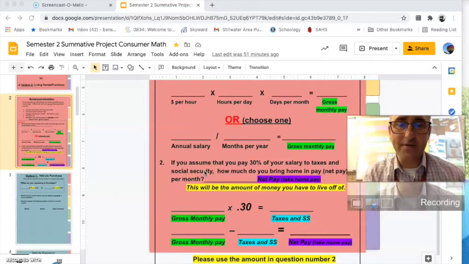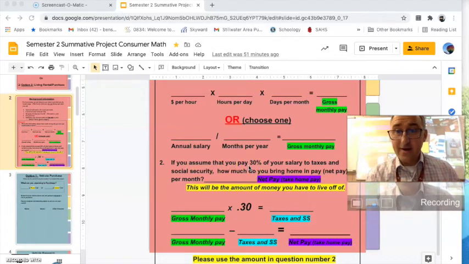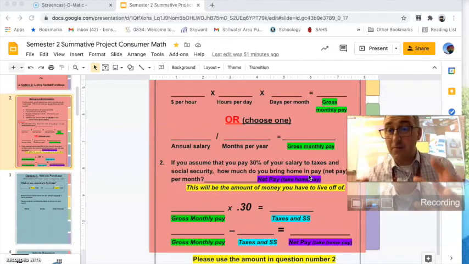Let's look at question 2. We're going to use the answer to this on the rest of our project. If you assume that 30% of your pay goes to taxes and Social Security, how much you bring home is called your net pay. So gross pay is money before taxes, net pay is money after taxes. We need to calculate what your net pay is so you know what you're dealing with. This is not the amount of money you have to spend on a house or an apartment or a car. This is the amount of total spending money you have, so you can think about how much of that you want to spend on a house, apartment, or a car.